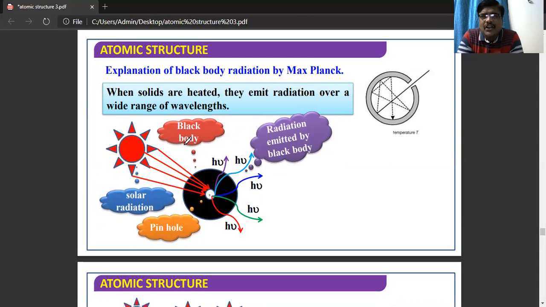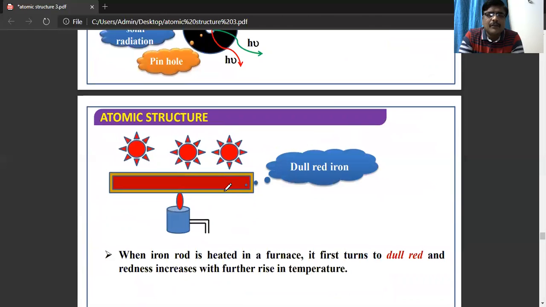Now, the explanation of black body radiation by Max Planck. When solids are heated, they emit radiation over a wide range of wavelengths. This is the radiation that is emitted by a black body. A black body is a perfect emitter as well as a perfect absorber of radiation.